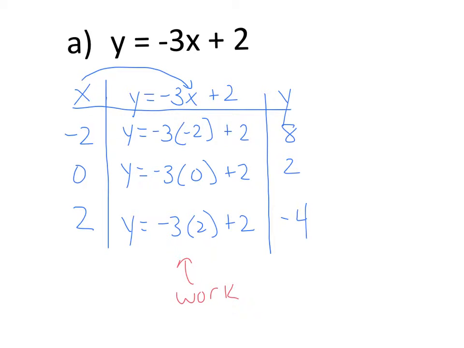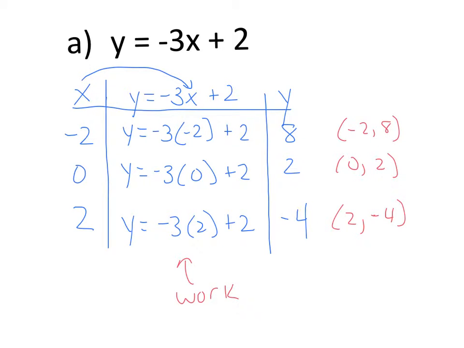Okay, so now we're going to come over and we're going to graph. We're going to start by graphing the first guy here, the negative 2, 8. So just understand that this is actually the coordinate point, negative 2, 8. I plug in a 0, I get out a 2, and then I plug in a 2 and get out a negative 4. So these columns make up our coordinate point.